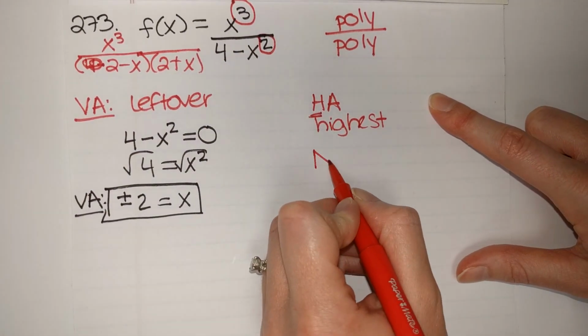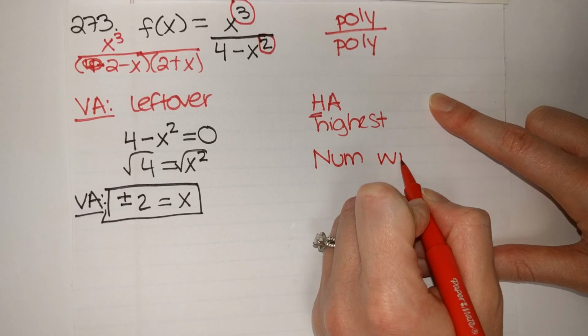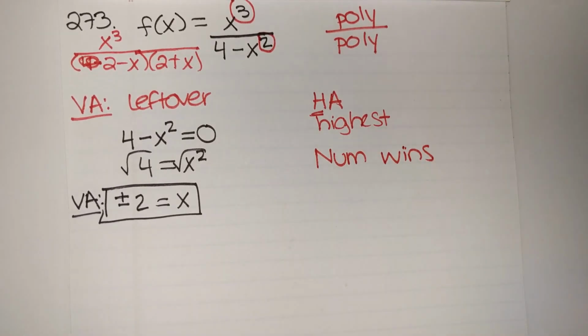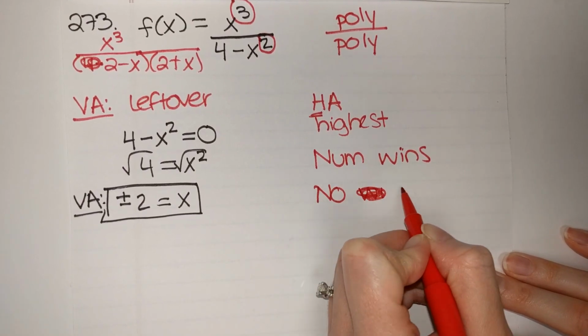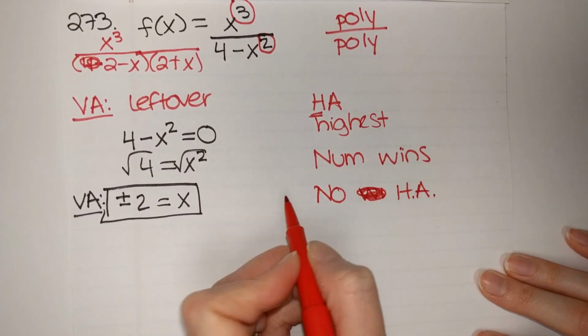So that tells us that the numerator wins, and if the numerator wins, it's just getting bigger and bigger and bigger. Nothing is flattening out, so there's not going to be a horizontal asymptote. So the numerator wins tells us that there is no horizontal asymptote.